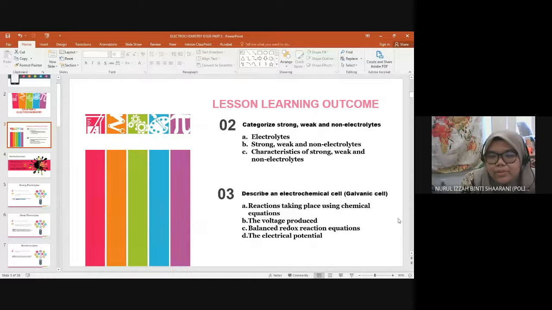And then after that we are going to describe an electrochemical cell, or the galvanic cell or the voltaic cell. So describe the electrochemical cell by its reaction. What are the reactions taking place? Using an equation, the voltage produced, the balanced redox equation, and also the electrical potential. These are the ones yang kita dah tengok sebelum ni. Previously in our practical class, I already showed you the table of the standard reduction potential, and then we did the calculation according to the formula to find the cell potential. So these are the things yang kita akan tengok balik saja.